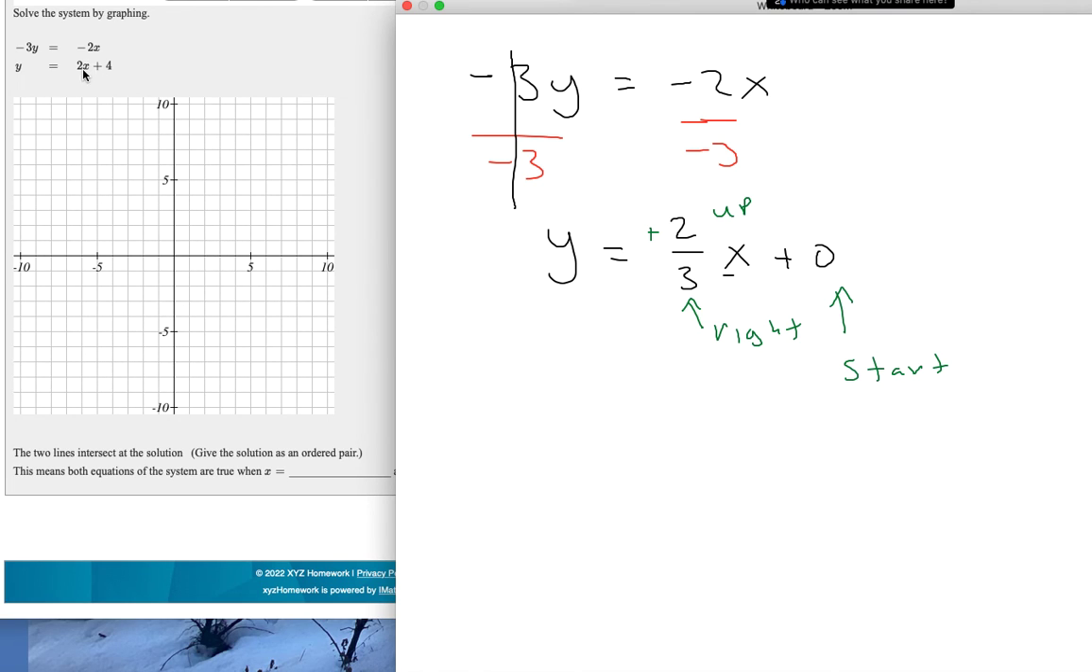It's the exact same thing as this one that you're cool with. For here, you would start at 4, because that is my intercept. And remember that 2 is like a 2 over 1, so that means we want to go right 1 and up 2. So for that one, we'd start on 4, and we'd go right 1 and up 2, and bing, there's our next point, and we could connect those. So hopefully that helps.